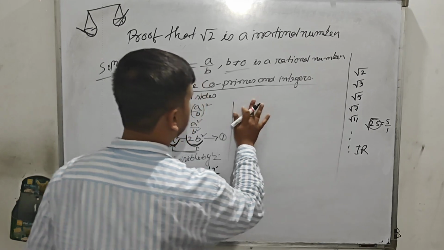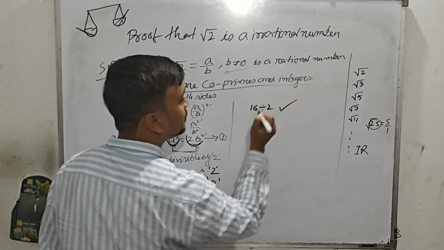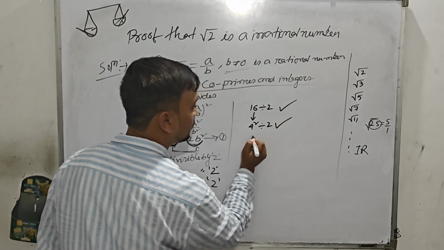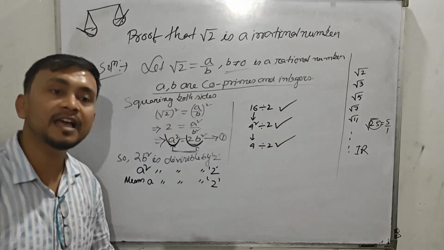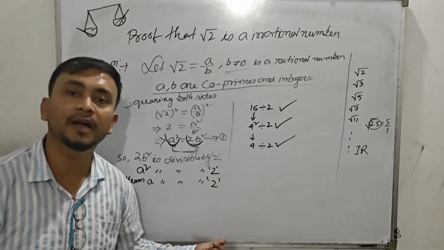Suppose we take a number, 16. 16 is divisible by 2. 16 is the square of what? 4 square. 4 square is divisible by 2. So the square root of 16 is 4, what is it? 4 is also divisible by 2. This is the example. If a square is divisible by 2, then a is also divisible by 2.